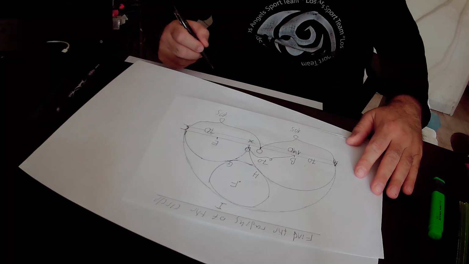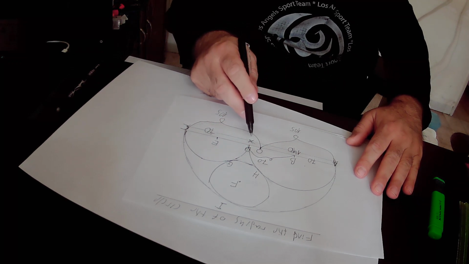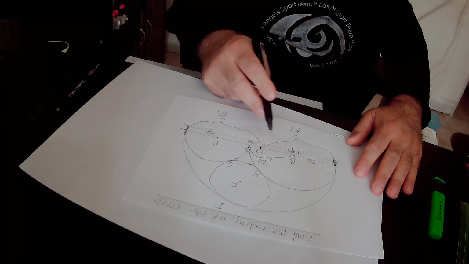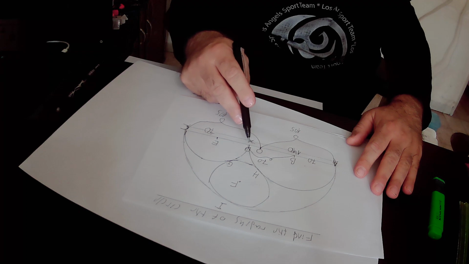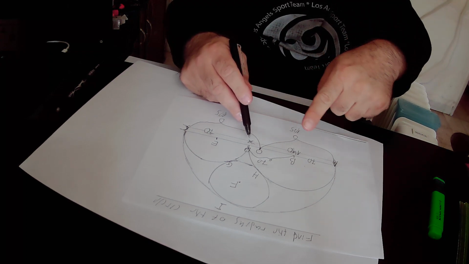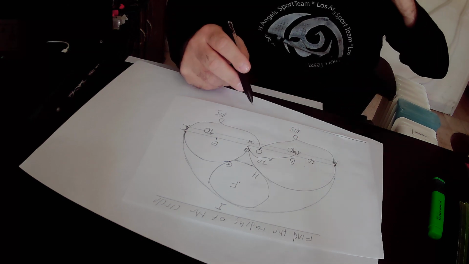Okay, BD is the radius of this semicircle. Why? Because it starts from point B, that is the center of the semicircle, and ends at point D, that is the point of the semicircle itself. This is exactly the definition of a radius. So BD is the radius of this semicircle, that is equal to 70 units.